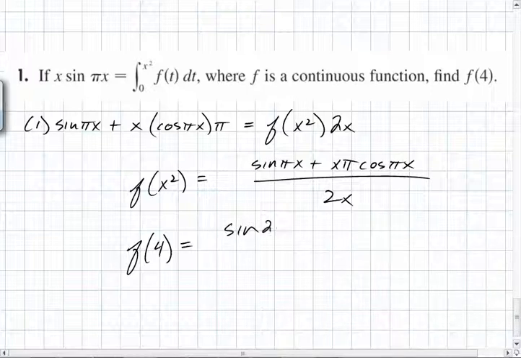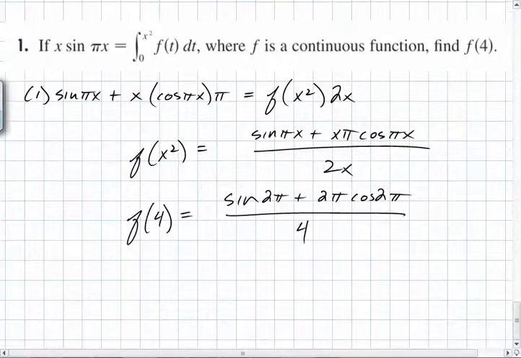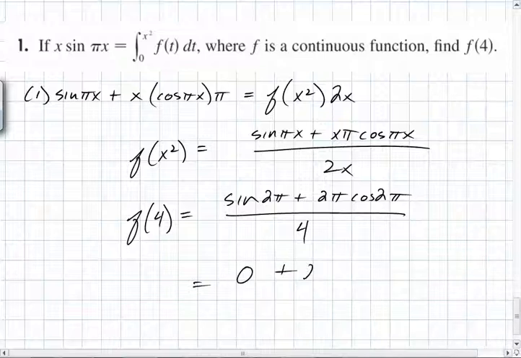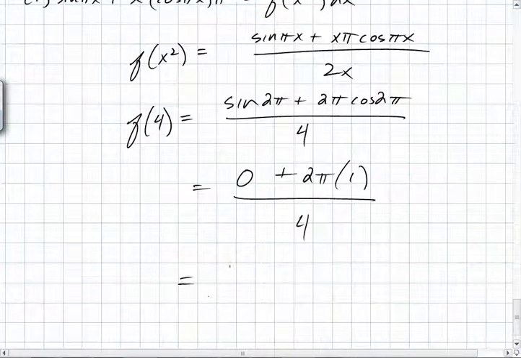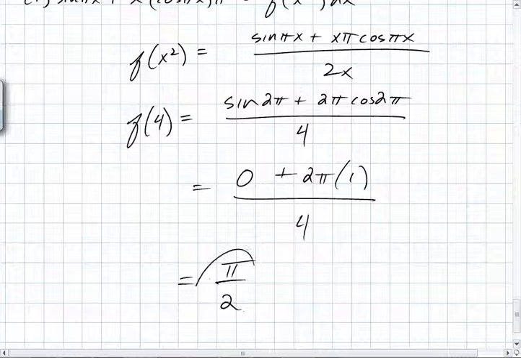So we get sine of 2 pi plus 2 pi cosine 2 pi, all over 4. What is sine of 2 pi? So you end up with 0 plus 2 pi. What's cosine of 2 pi? Cosine of 2 pi is, oh wait, 1. Oh yeah, sorry. Over 4. So what do you end up with? Pi over what? 2. There it is. That's a great problem.